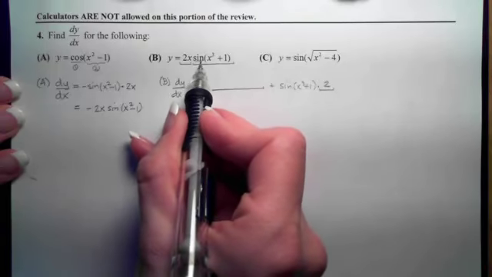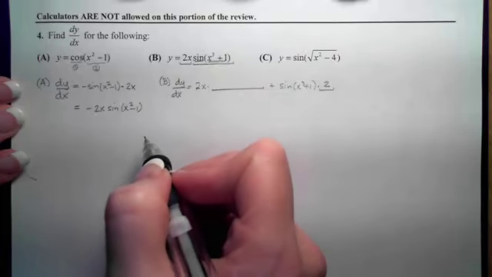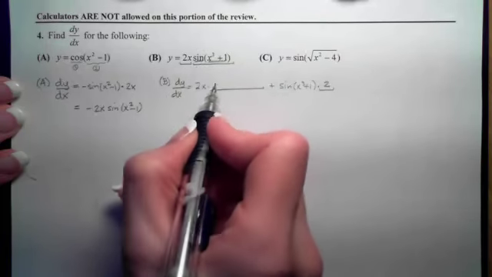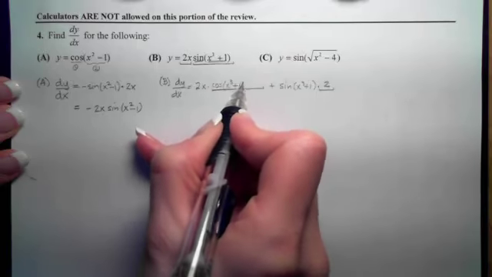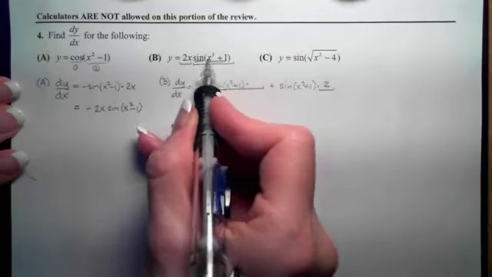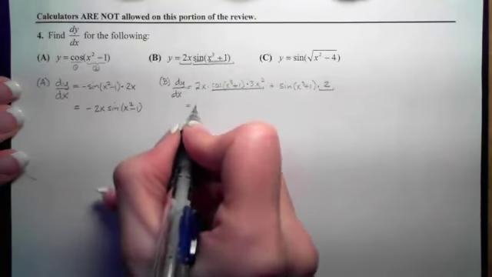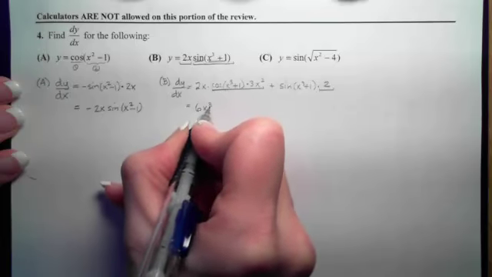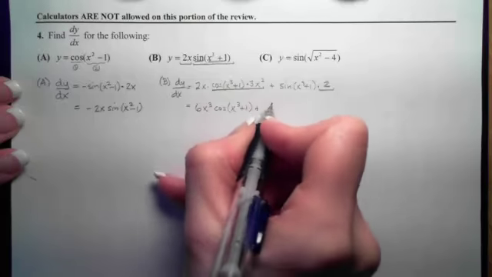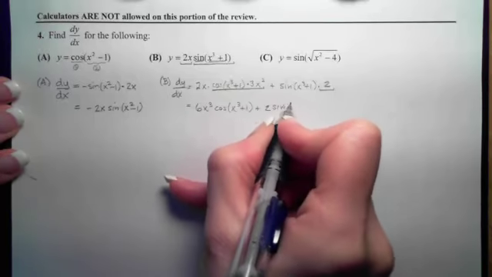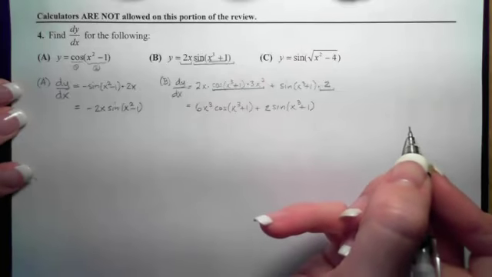So I can see that I've got a sine here, and then I have an interior function that is a polynomial. So the derivative of the sine is the cosine with its inside unchanged, and then I multiply by the derivative of the inside. Put this together, I have a 6x cubed times a cosine of an x cubed plus 1 plus a 2 times the sine of an x cubed plus 1. And we're done with B.